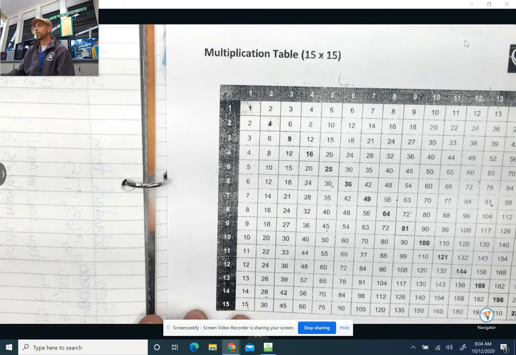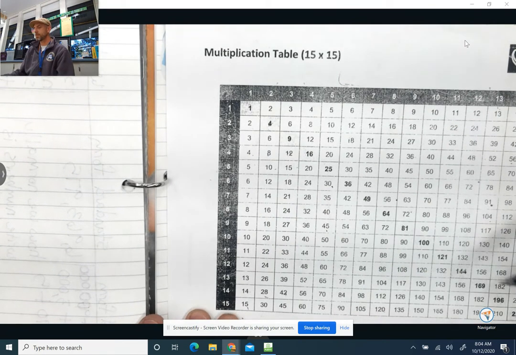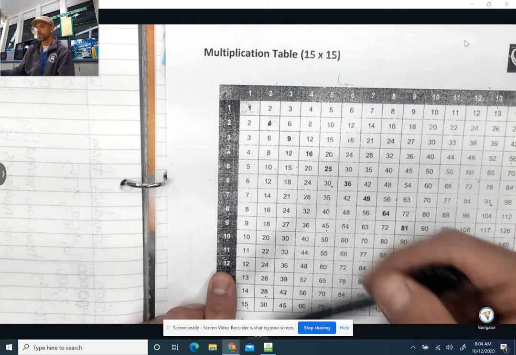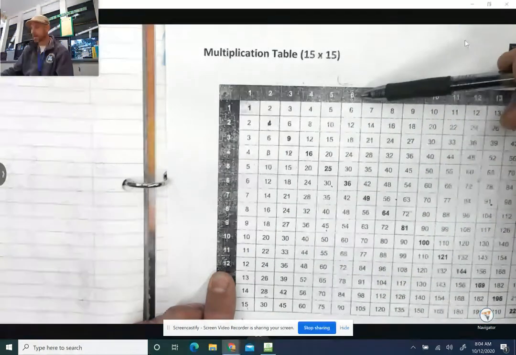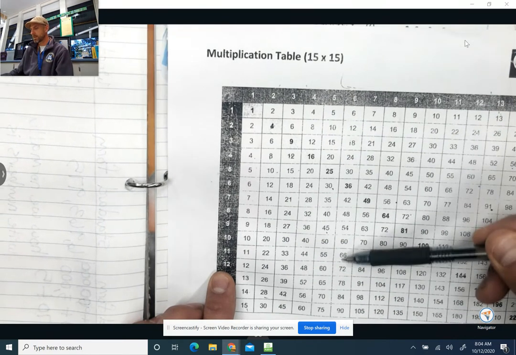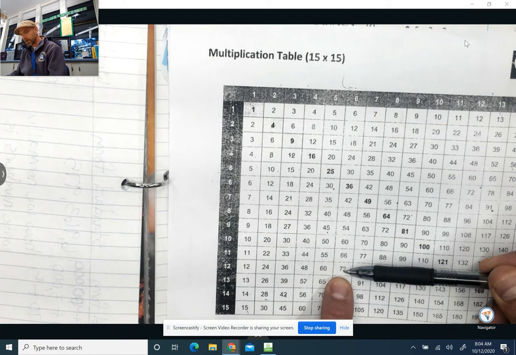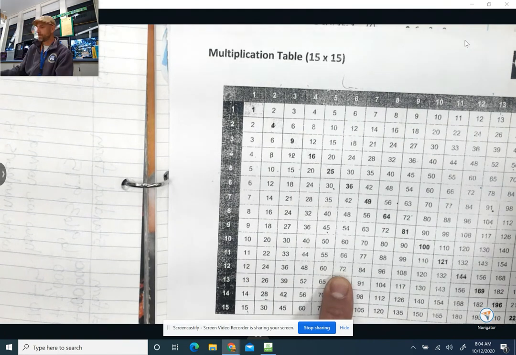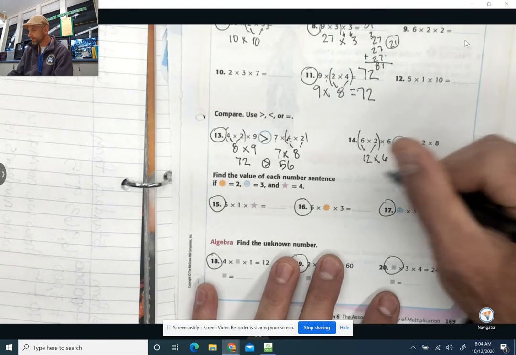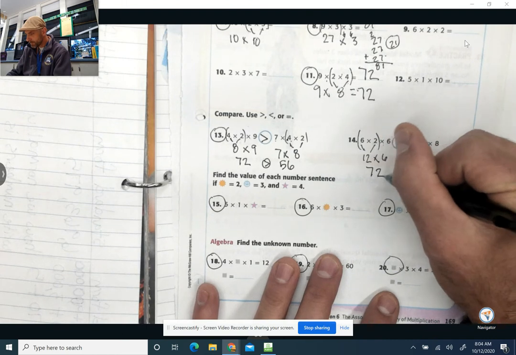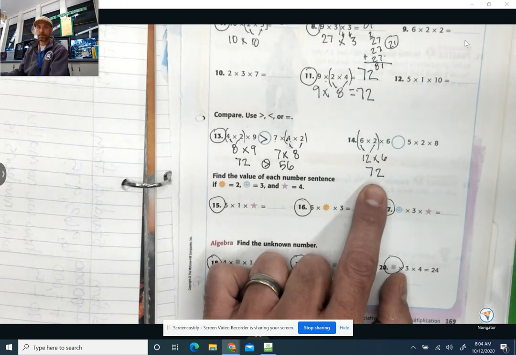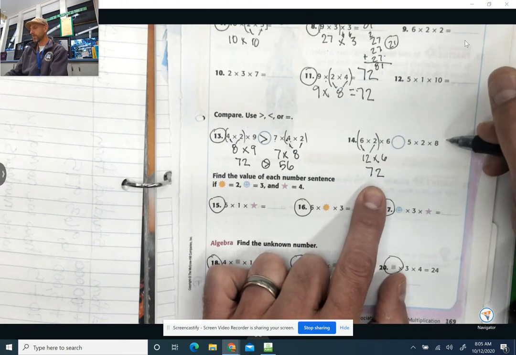In this case, you got plenty more room. You go up to 15 times 15. So let's go find 12 times 6. 12 times 6. And we'll come on down. Come on over. We meet in the middle. 72. Another 72. Put that down there right there.